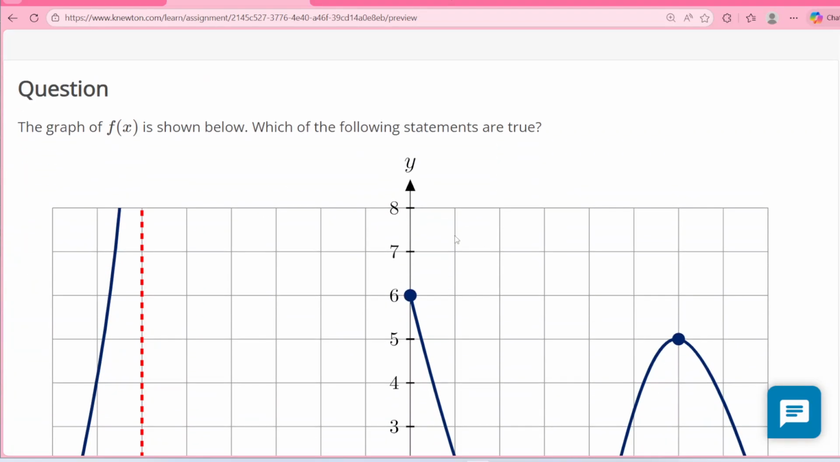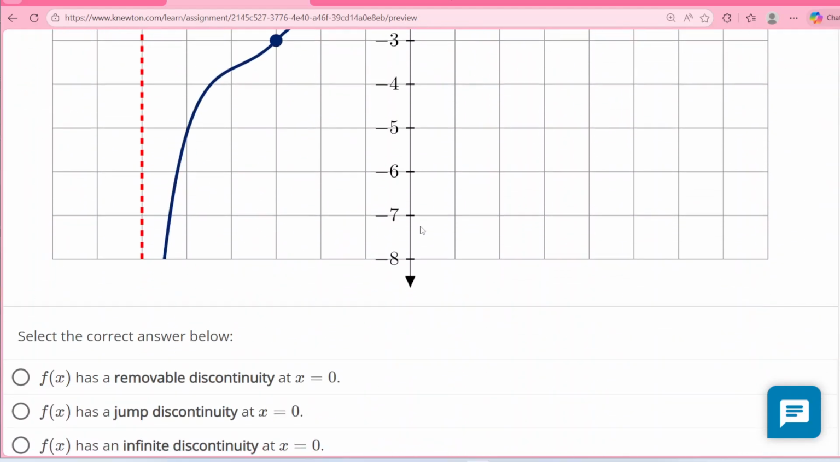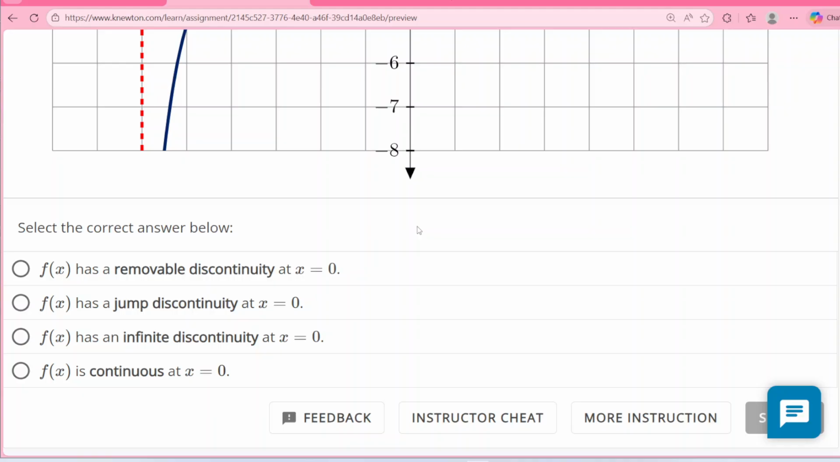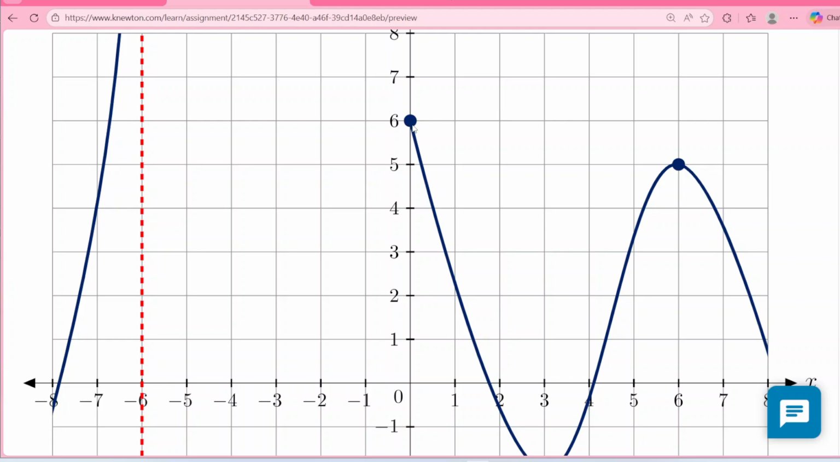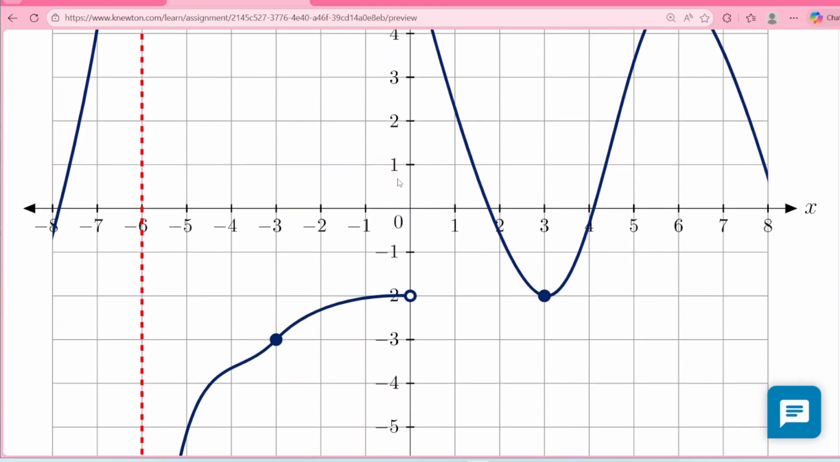Another graph. So which of the following statements are true? So this is all about at x equals 0. So if you look at x equals 0, see how the left side limit exists? It's -2. The right side limit exists, and it's 6. The value at 0 is 6, right? There's a solid point. So it's a jump discontinuity, right?